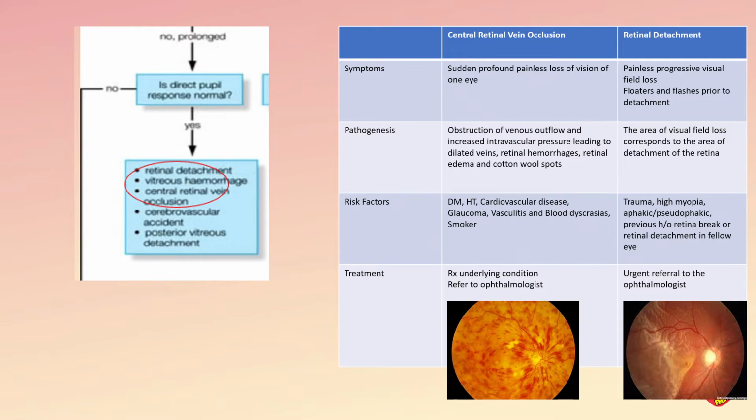proven otherwise. Visual acuity, pupillary examination, visual field testing, and intraocular pressure measurements are important parts of the pre-dilated ophthalmic examination to evaluate patients with symptoms of retinal detachment. Additional examination is color vision and visual field. The area of visual field loss corresponds to the area of detachment of the retina.